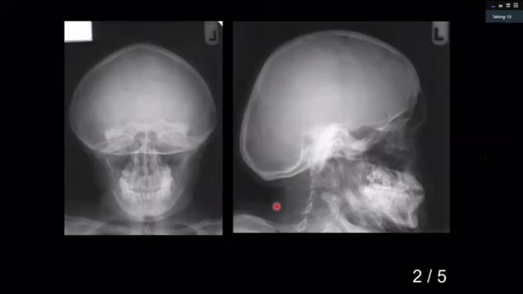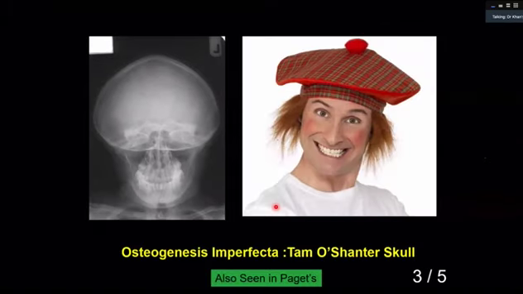Okay, so the petrous bone is supposed to be dense. I think this density is maybe the cervical spine. Yes. Not really sure what's happening. Right. And this is osteogenesis imperfecta.